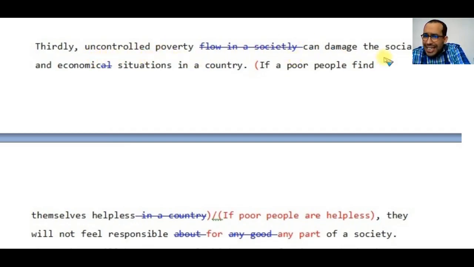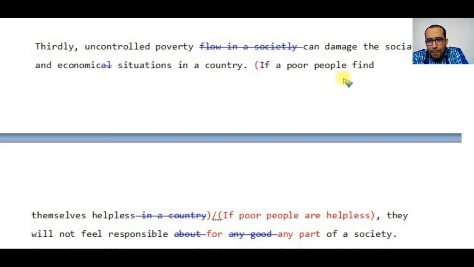So: uncontrolled poverty can damage, simply. I mean, you need to be simple, concise, and to the point without using words which you do not know how to use in your writing. So you need to be sure what you're talking about. So, uncontrolled poverty can damage the social and economic situations in a country, because "economical" is a different word. It does exist in English, but it doesn't mean the same as "economic." "Economical" is when you want to save money, but in "economic situation," you're referring to economics, the world of economics. So here we have two different meanings, and you need to be careful when you use one of these two words, although they appear to mean the same thing.